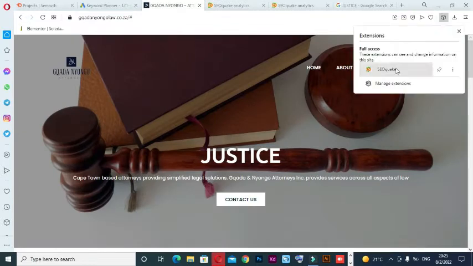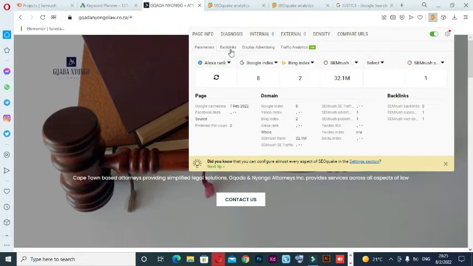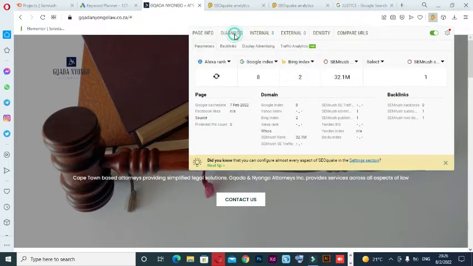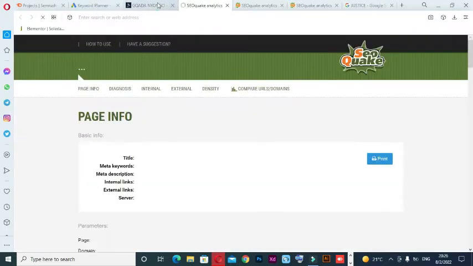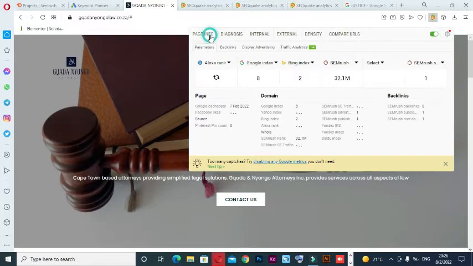Okay, let me try to do on page. I don't know why it's crashing. I will probably solve that. Page info, diagnosis. Yeah, diagnosis is crashing. I don't know. Maybe. Let's see page info.